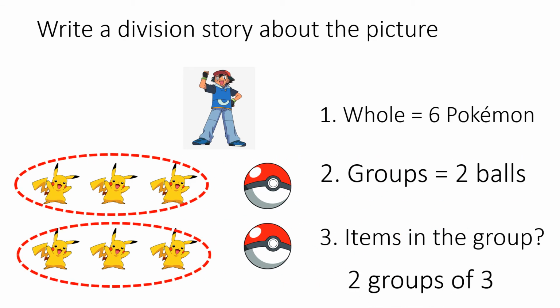Just based on the pictures, you can draw on it and you'll find out that there are 2 groups of 3, where the groups are represented by the balls, and inside each ball will have 3 Pokemon. So now that you have a rough idea of the story, we're going to write it out properly.